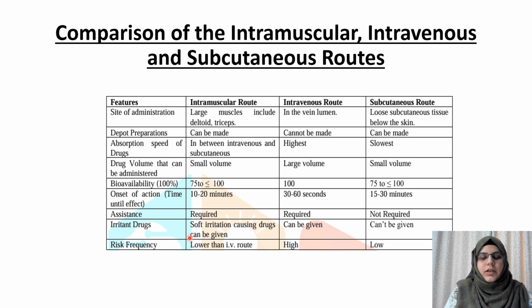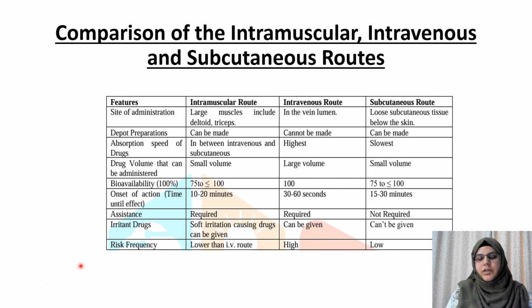Irritant drugs. Soft irritation-causing drugs can be given, or can't be given. In intramuscular, if a soft irritation is caused by the drug, it is fine. Intravenous, if there is irritation, it is fine because intravenous shows irritation. Subcutaneous, if you feel any kind of irritation, you can't take a subcutaneous drug.